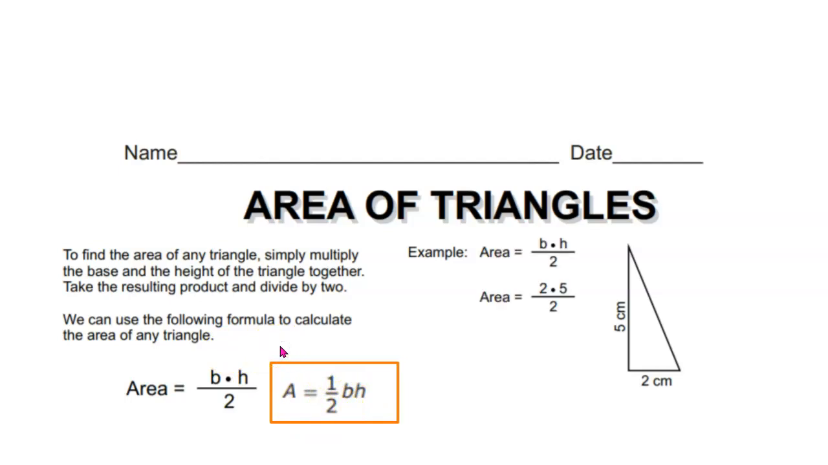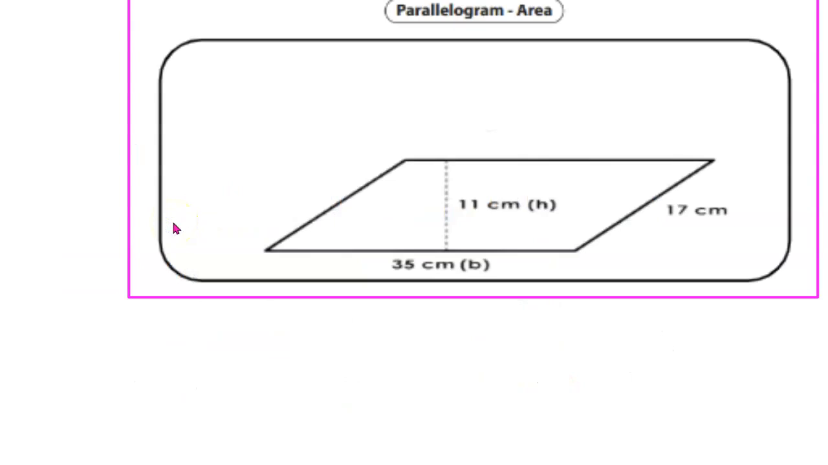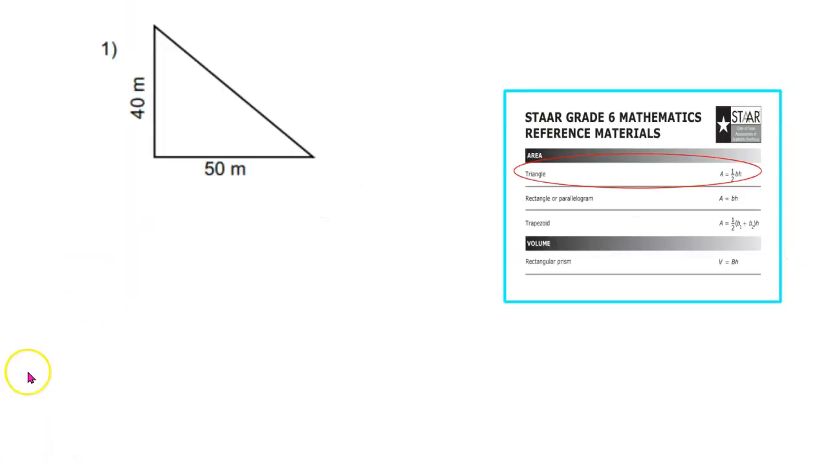For this example, we know the base is 2 and the height is 5. 2 times 5 divided by 2 is going to be 10 divided by 2. And 10 divided by 2 is going to give us 5 centimeters squared. Now try one on your own. Pause the video and see if you can understand how to find area of this triangle.